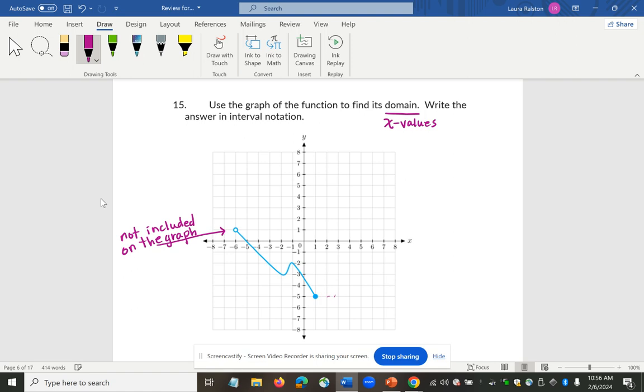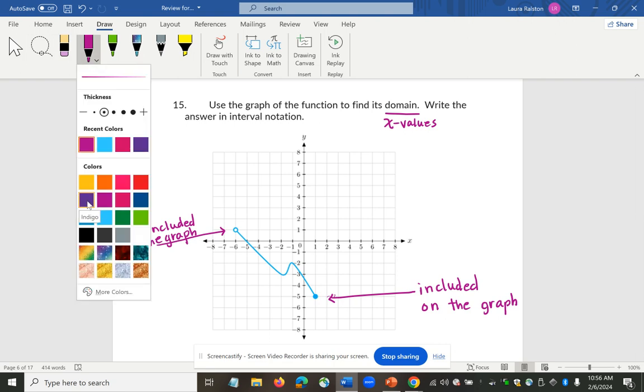On the other side, I have a closed dot. Closed dot means it's included. If you don't have dots and it just appears to keep going, we have to assume that it does keep going on and on in the direction that it appears to be going. Okay, so we're looking for the domain.